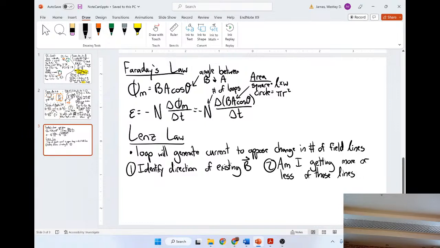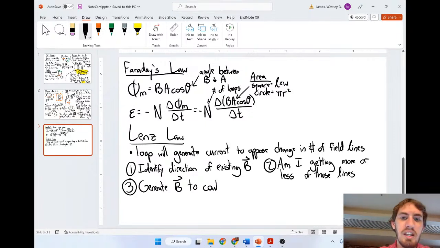Arrows? Lines? I'm going to write the word field lines, then I don't have to be finicky. Well, I say I'm going to do that. PowerPoint says no. So find the direction of the existing field. Figure out whether or not you're getting more or less of those lines. Step 3: generate a magnetic field to counter the change. Oh no, I made a typo. Devastating. Counter change.